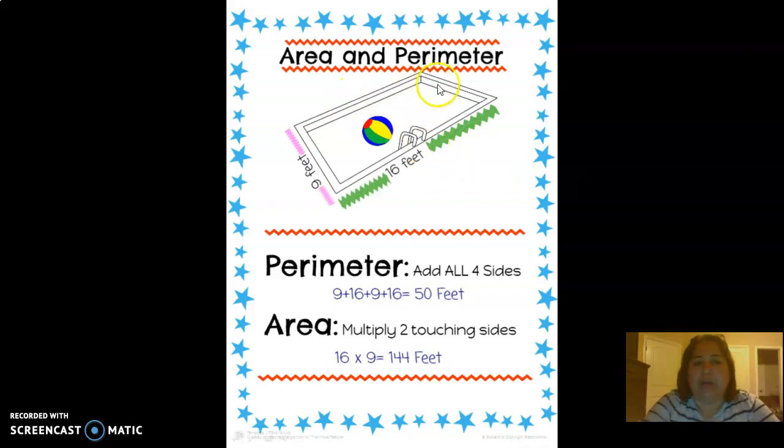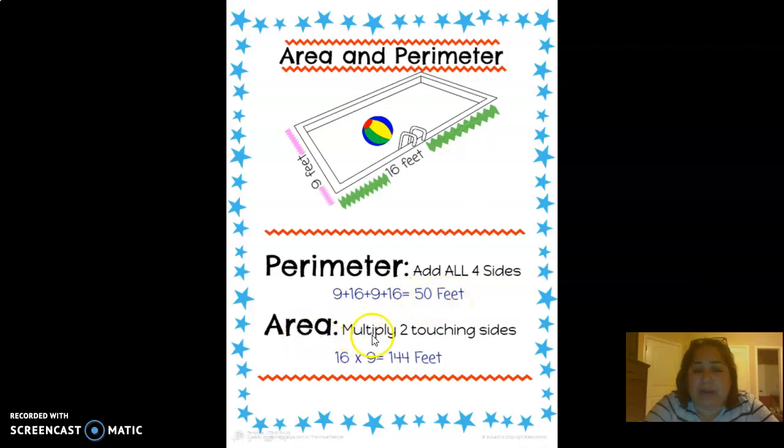So area and perimeter. Perimeter adds all 4 sides. So for a perimeter, you're going to get what is around. Your answer is going to be what is around. So if this and this side are equal, you'll have 16 over here. And if this side, 9, is the same as this, you'll have 9 over here. So all you do is add up all the sides. Here's the example: 9 plus 16 plus 9 plus 16 equals 50 feet.